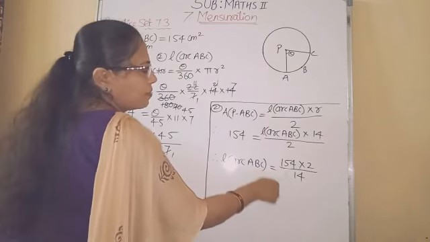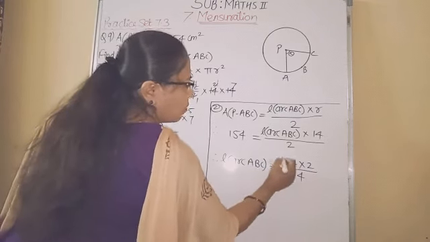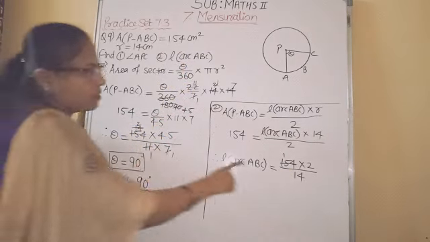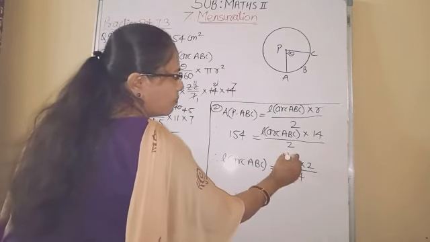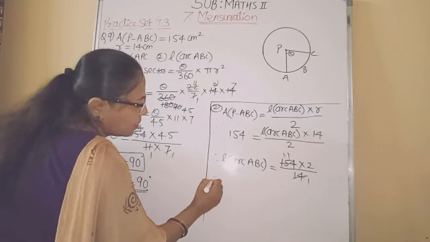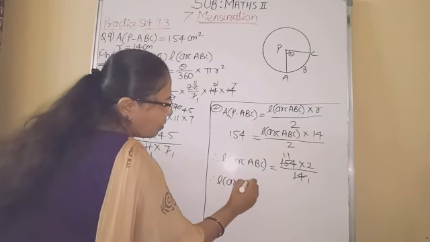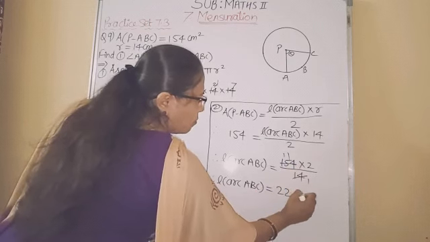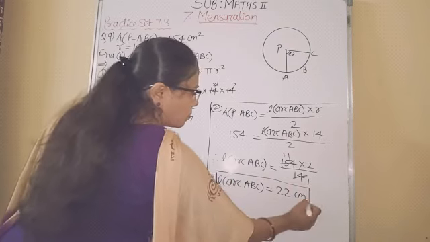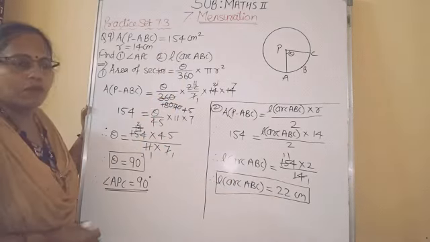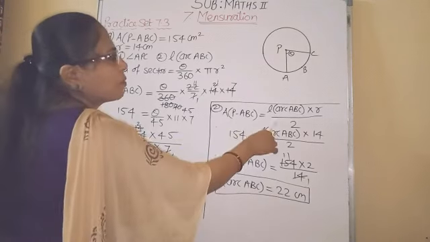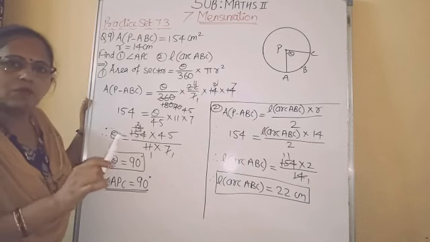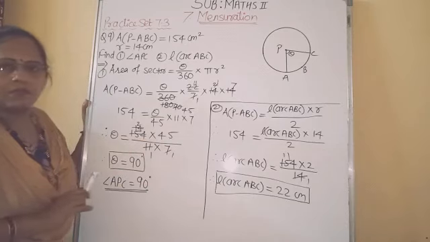Now 14 divides 154. 14 1s are 14. 15 minus 14 remainder 1. So again we have 14. So 14 1s are 14 and here 14 1s are 14. Therefore, length of arc ABC is equal to 11 2s are 22 centimeter. So this is the answer. Followed? If you don't remember this formula, you can directly apply the length of arc formula, theta upon 360 into 2 pi r. You will get the same answer. Followed?